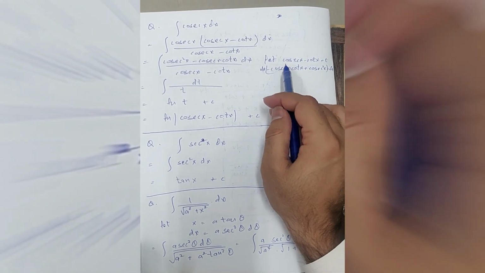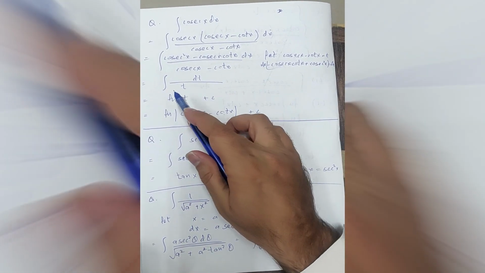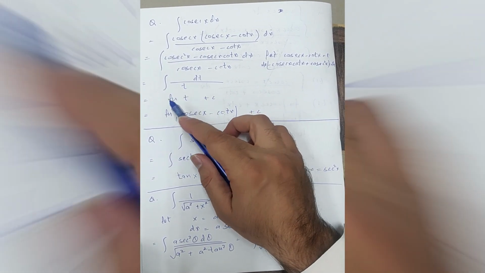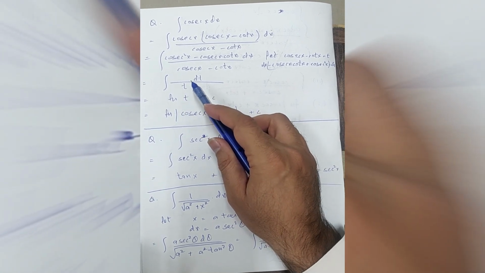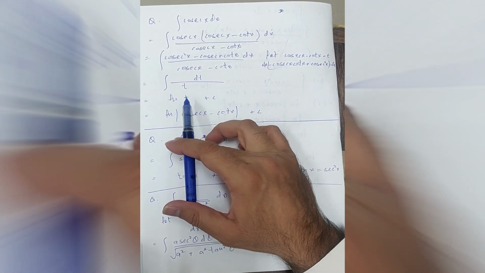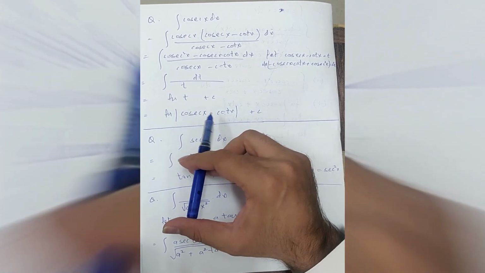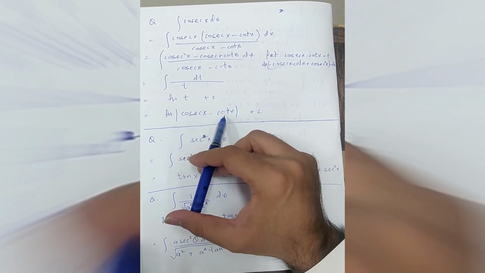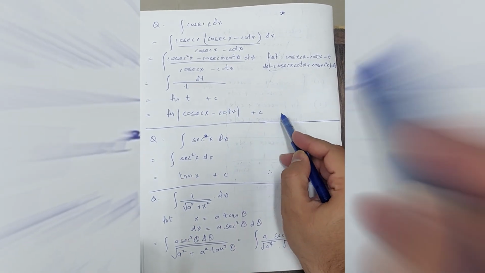Now putting these values in this expression, what we get is the integral of dt by t, which is a simple integral that can be evaluated very simply. It is simply log of t plus c. Now putting the value of t here, we get log of cosecant x minus cot x plus c. So this is the first solution.